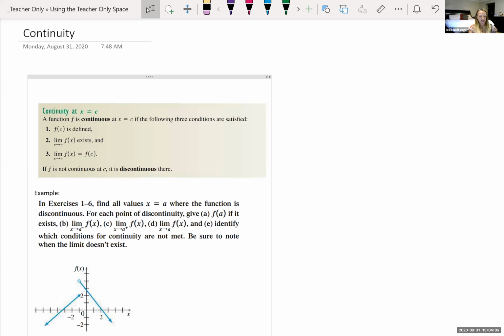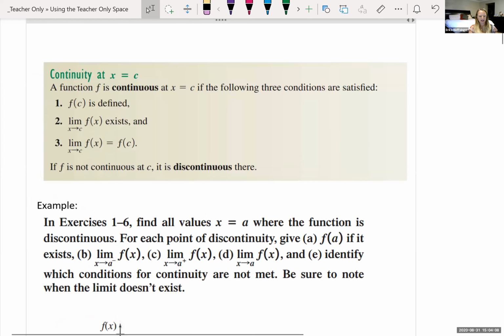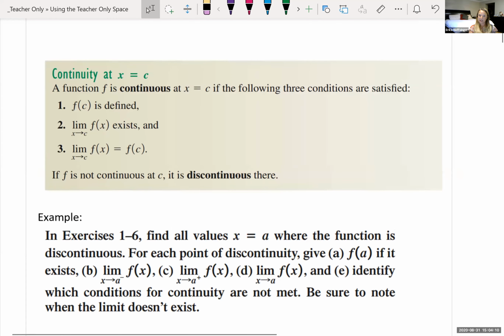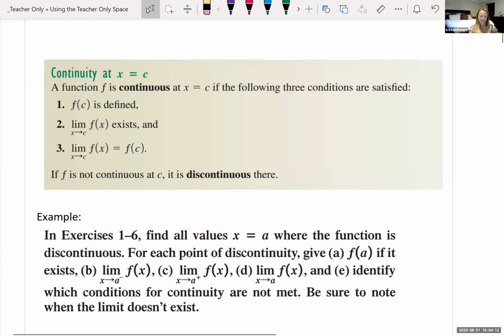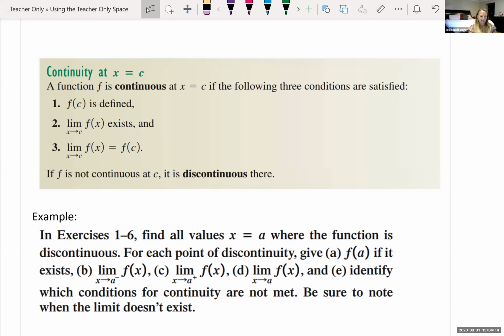And so we're going to get into it so we can prove it. So here's the following. And we've actually been kind of doing some of this when we were looking at limits and showing if they exist. So continuity at x equals c. We say a function f is continuous at x equals c if the following three conditions are satisfied. So all three of these conditions have to be satisfied.